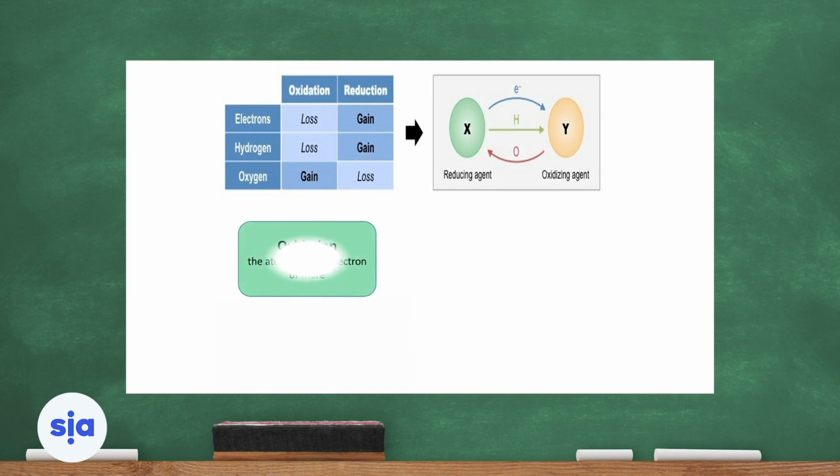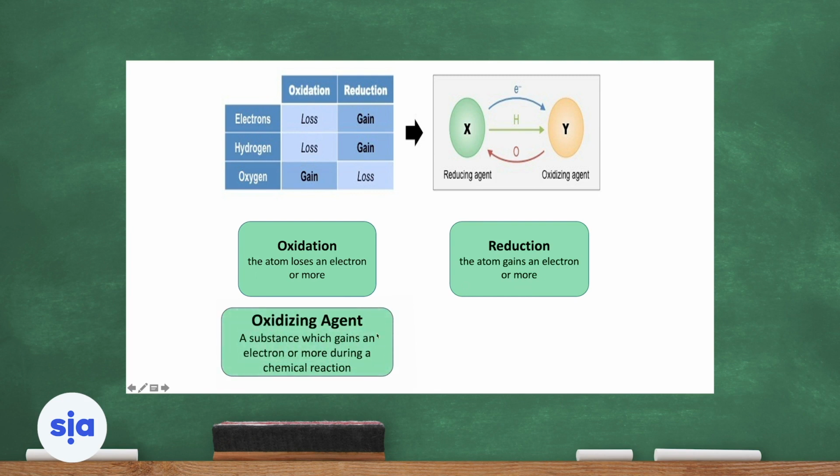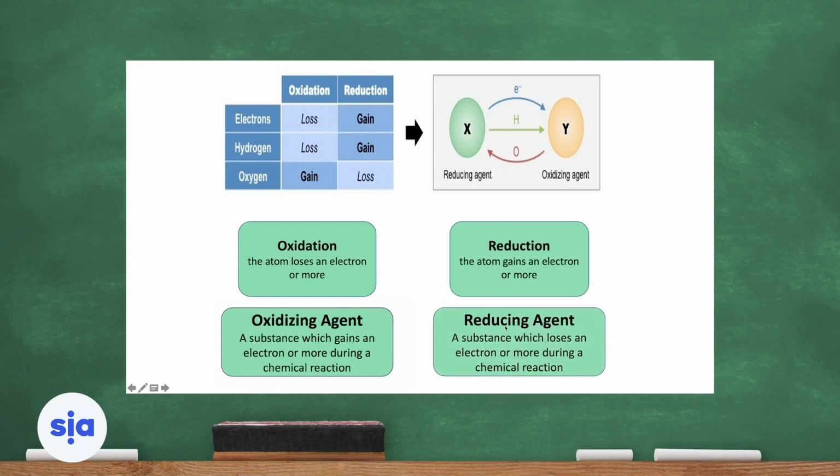Let's talk together again about oxidation and reduction from the electronic concept point of view. Oxidation is when the atom loses one or more electrons. Reduction is when it gains one or more electrons. At the same time, an oxidizing agent is a substance which gains one or more electrons, and the reducing agent is the substance which loses one or more electrons.